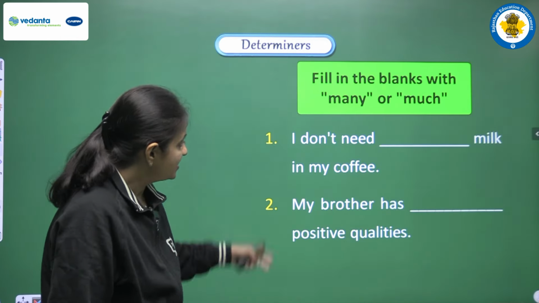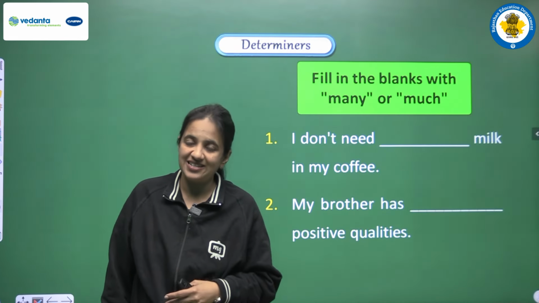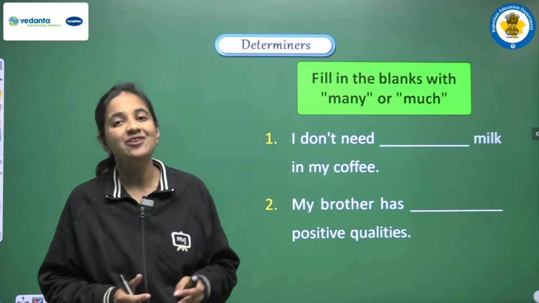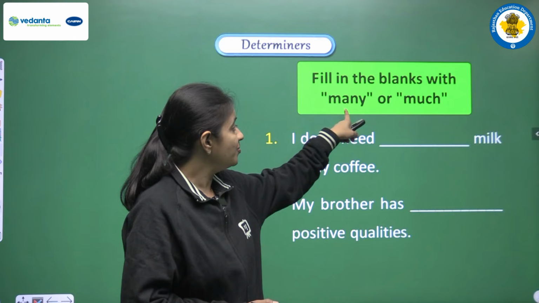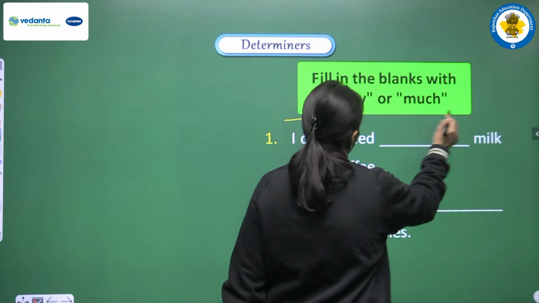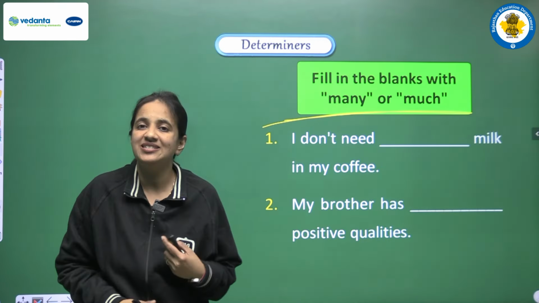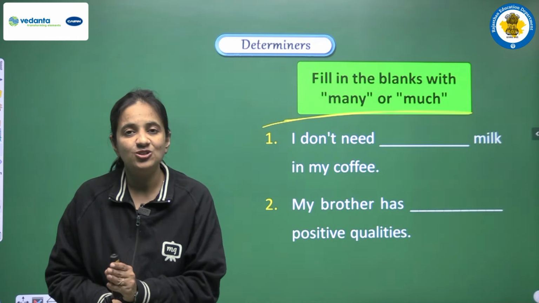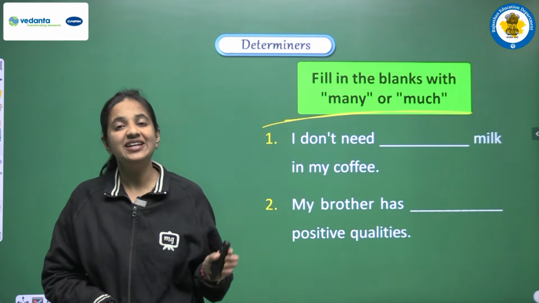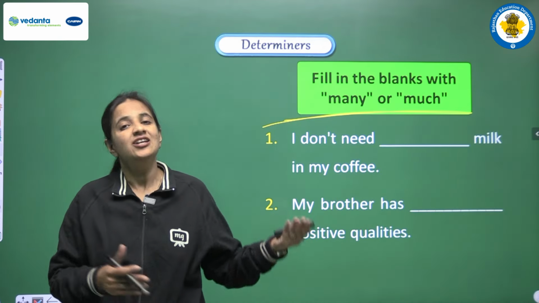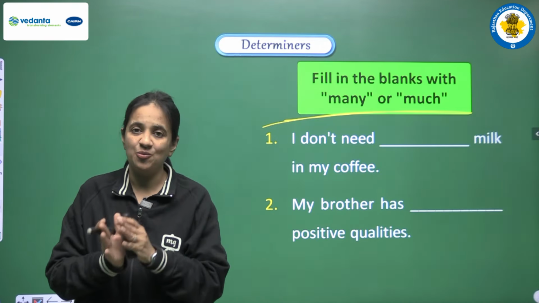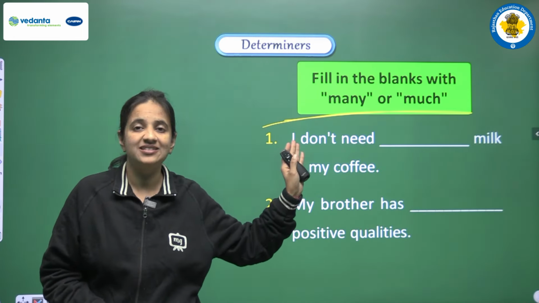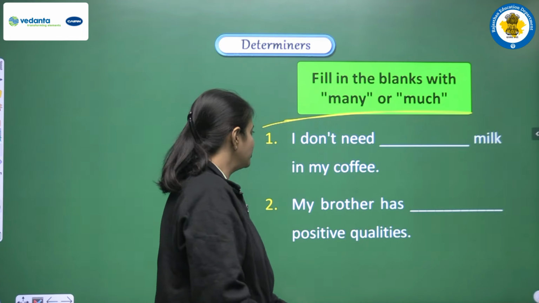So now let's see, we are having some practice exercises. We are having some sentences. We have to read the sentence and fill the blank. We have to complete the sentence, and our options here are many and much. So one more time I am just summarizing the difference between much and many. Much is used for uncountable nouns, and many is used for countable nouns, right? So keeping this in your mind, just read the sentence and complete it by filling the blanks. Ready? So let's read the first one.